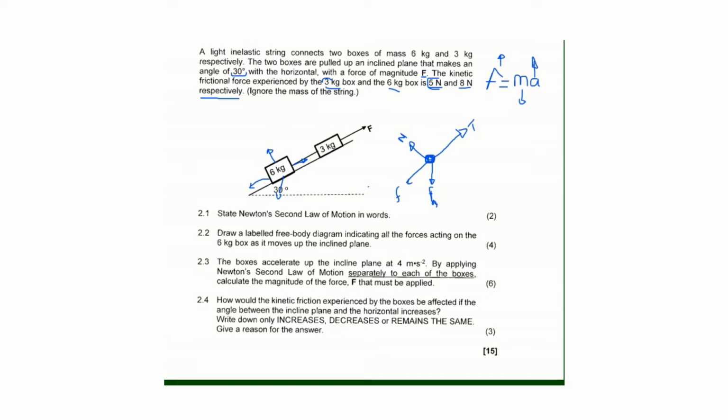So the another question, question 2.3, says the boxes accelerate up the inclined plane at 4 meters per second squared. By applying Newton's second law of motion separately to each of the boxes, calculate the magnitude of the force that must be applied. So we are given the acceleration here. The acceleration is given. So let me get my paper ready so that I can write this.